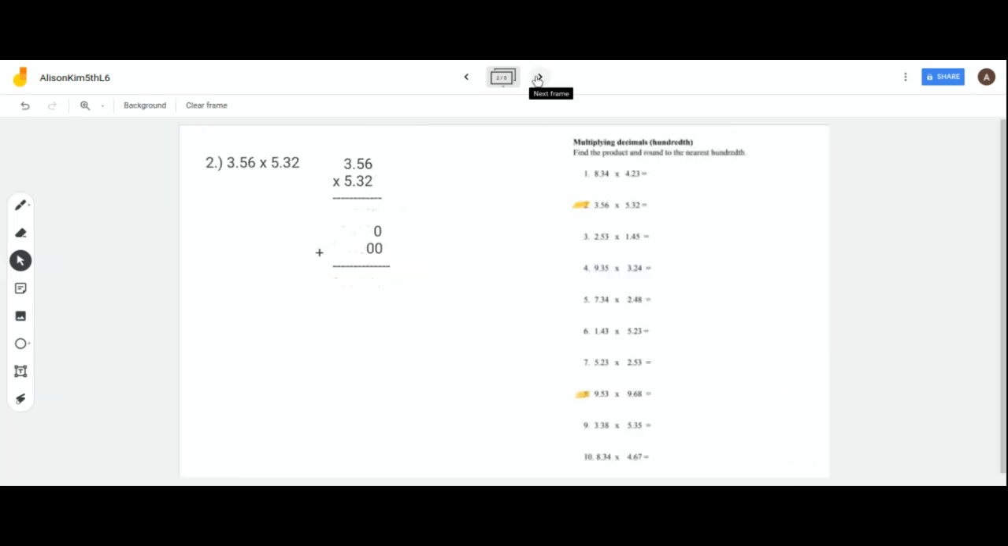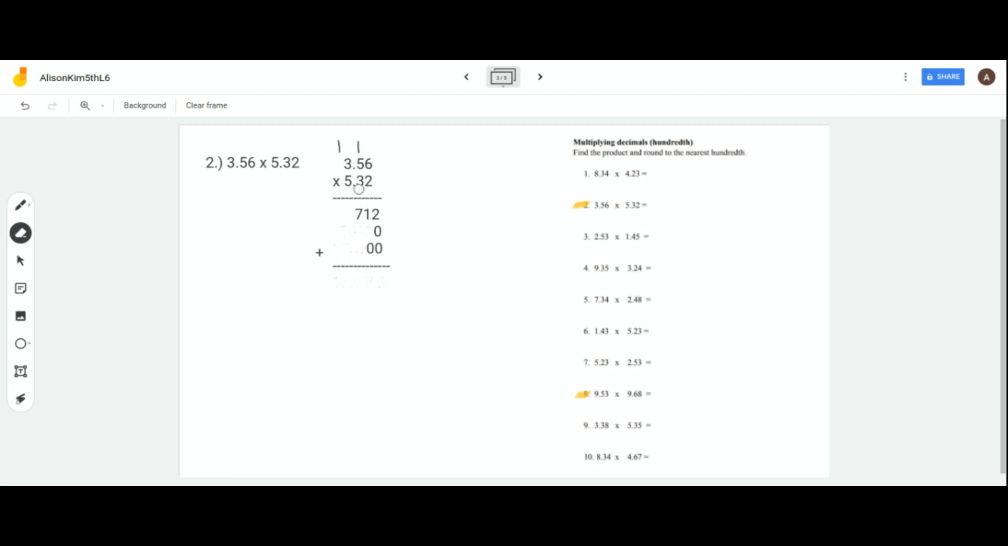Let's move on to multiplying decimals with the hundredths place. So we're going to do number 2 together. 6 times 2 is 12, so we're going to put 2 right here, and we're going to move the 1 right here, right? So 5 times 2 is 10, 10 plus 1 is 11. So we're going to put the 1 right here, and we're going to move the other one from the tens place right here. And we know 2 times 3 equals 6, 6 plus 1 is 7. So your total answer for your first row will be 712.